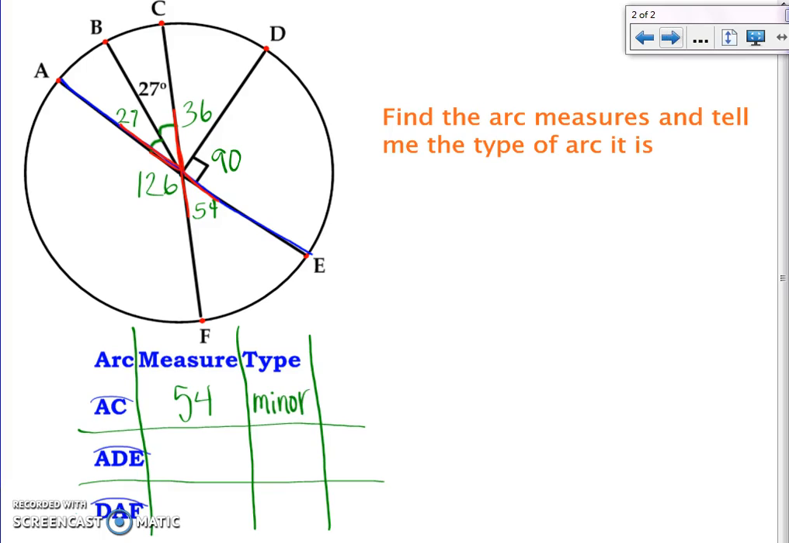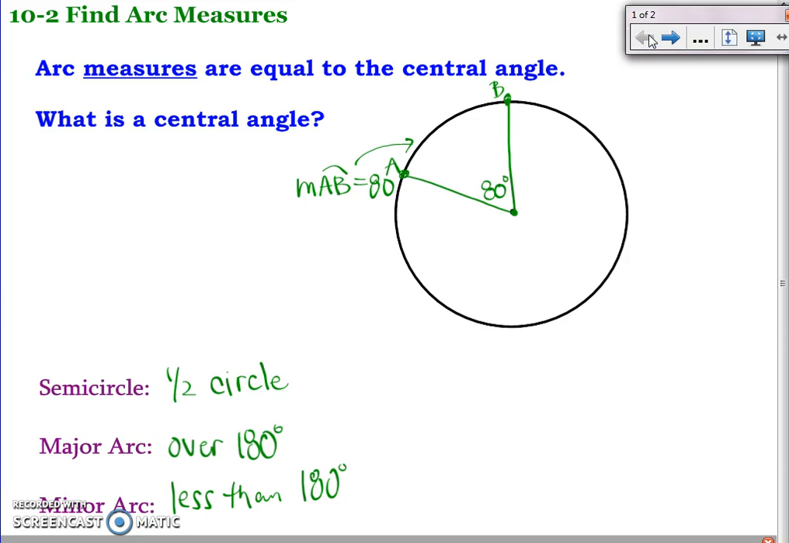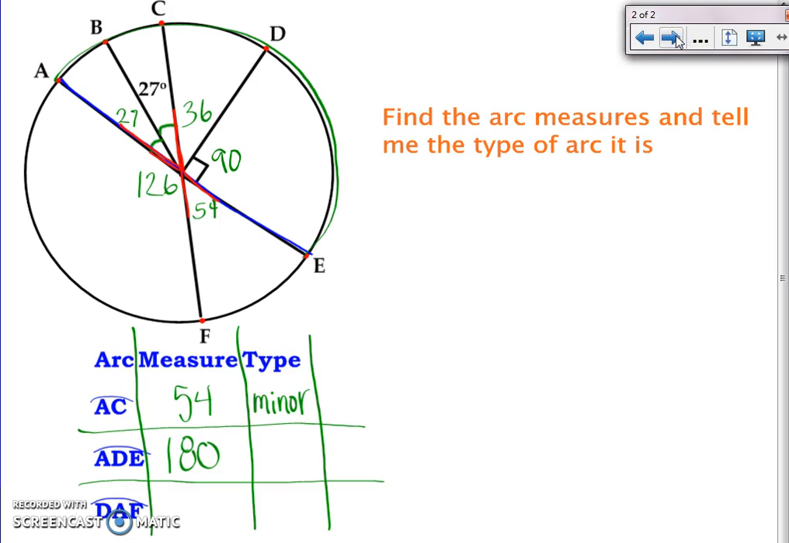Okay, ADE. So we have to follow ADE. What's the measure? 180. What's the arc type? Just in between. Both are semicircle. What did we say back here?